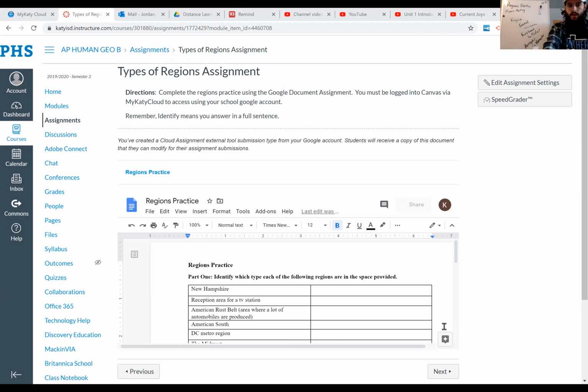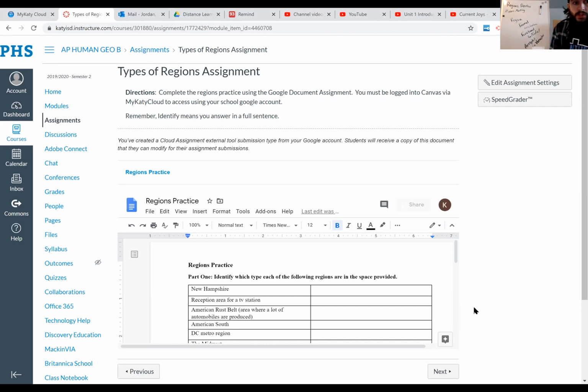Okay. American South, we kind of talked about that. What's that, guys? There you go. Caleb got it again. Perceptual, right? Because we talked about how it could change depending on how you want to perceive it.